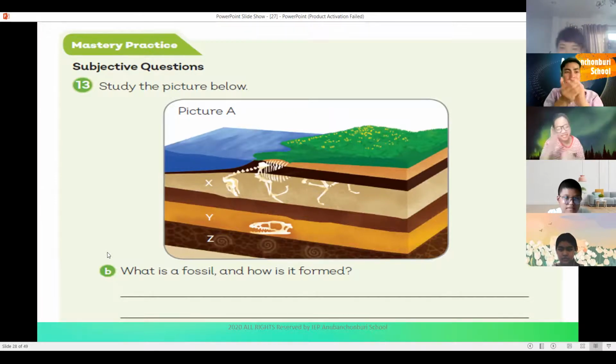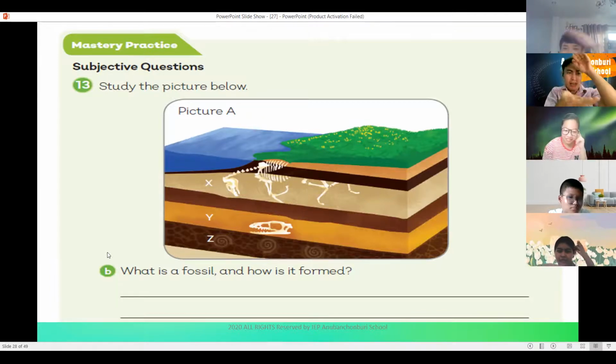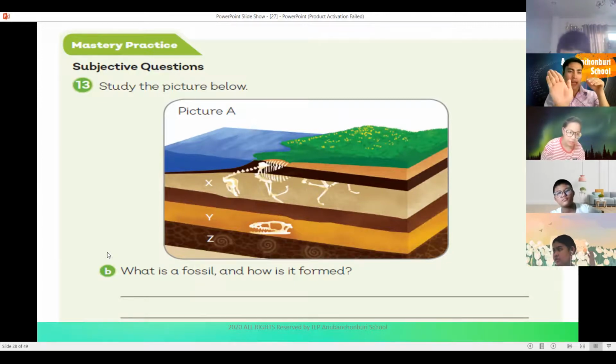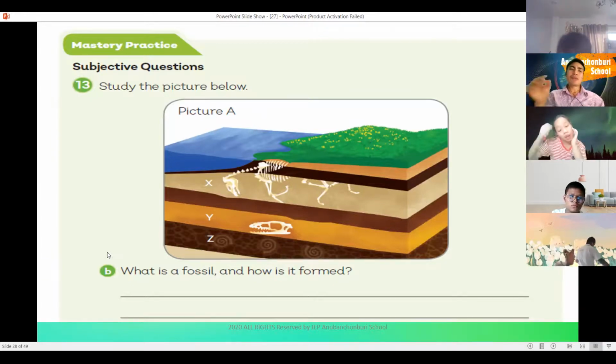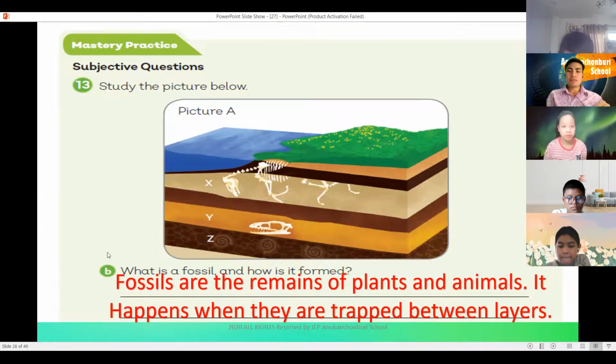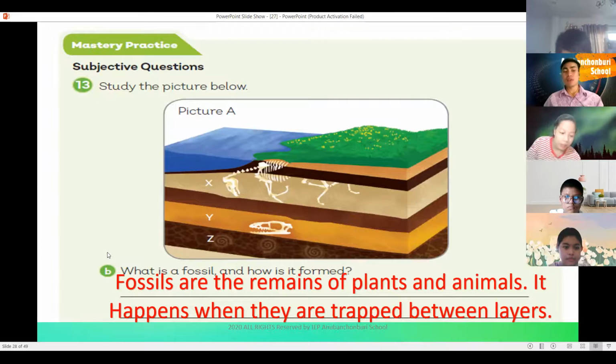They will be trapped. Here we have a layer of sediment. And then they put the dead animals and then put another layer. So in English, we can say it: when animals die and get trapped between layers. So I will repeat: fossils are the remains of plants and animals. It happens when they are trapped between layers. That's the simplest answer that I can give you.